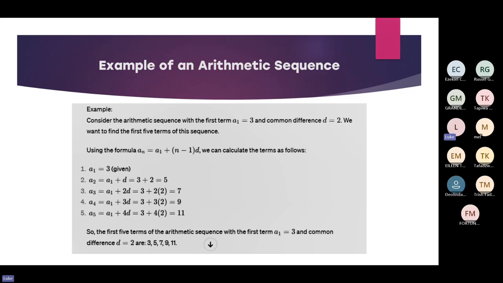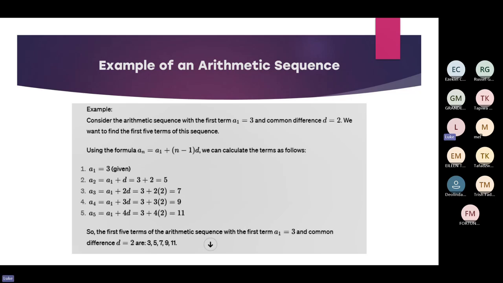We said A subscript n represents the index of the numbers that are in the sequence. For example, they are saying here A subscript 1 is equal to 3, and the common difference between the elements in the sequence is equal to 2. We want to find the first 5 terms of this sequence. So using the formula A subscript n is equal to A subscript 1 plus, in brackets, n minus 1 times D, we calculate the terms as follows.